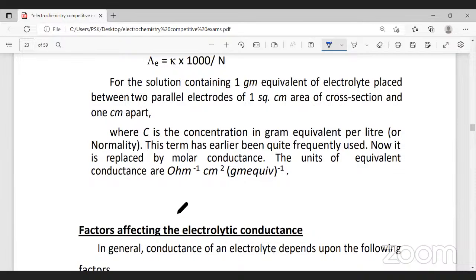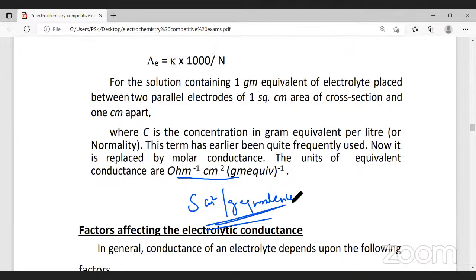And the unit for equivalent conductance is per ohm centimeter square per gram equivalence. Or you can write Siemens centimeter square per gram equivalence. This is the unit for equivalent conductivity, Siemens centimeter square per gram equivalence, or per ohm centimeter square per gram equivalence.